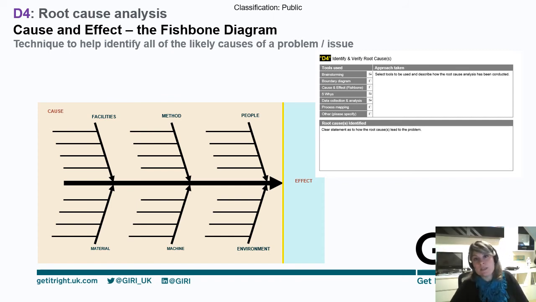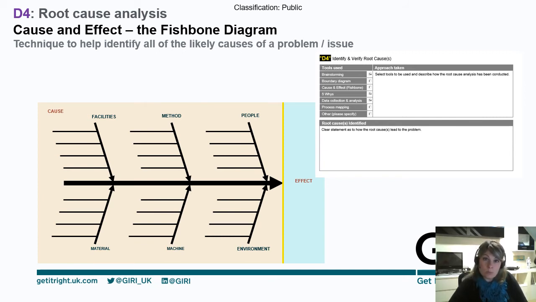Cause and effect, the fishbone diagram, which is the one that is here. You can put the problem statement as the effect and have a workshop where people brainstorm potential causes around the facilities. So what in the facilities could have caused the problem? What in the methods used could have caused the problem?